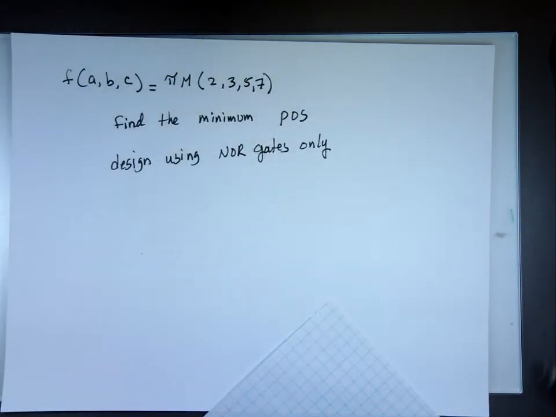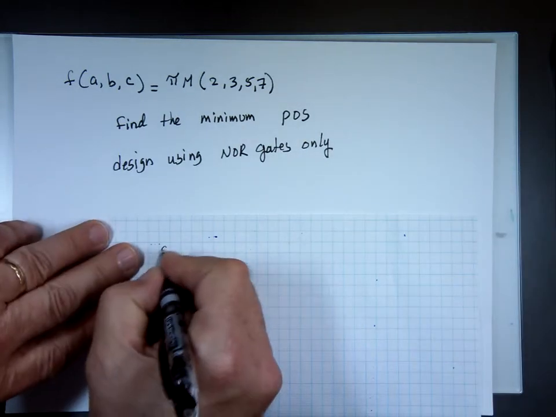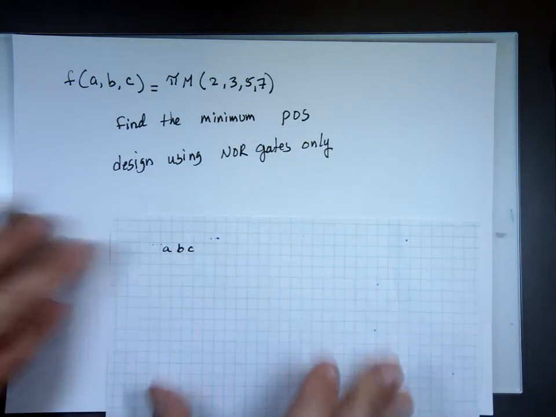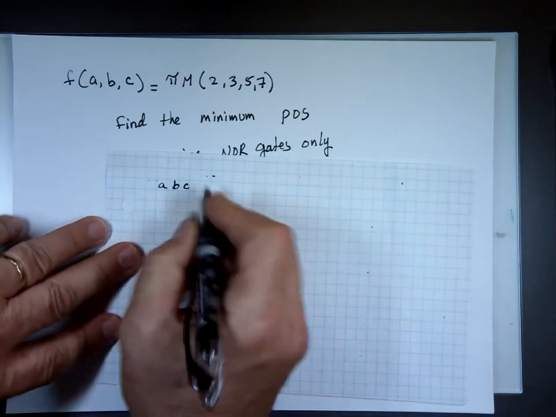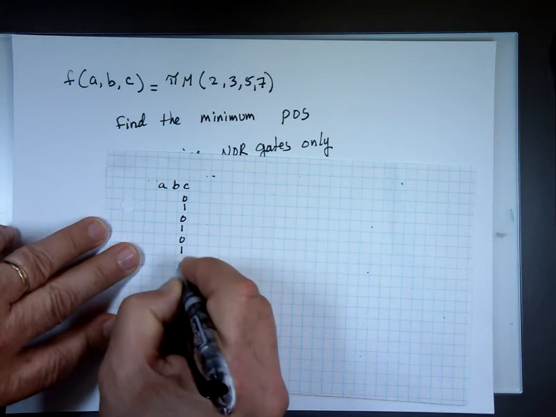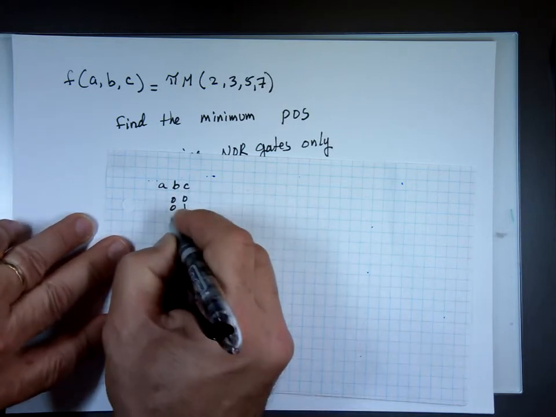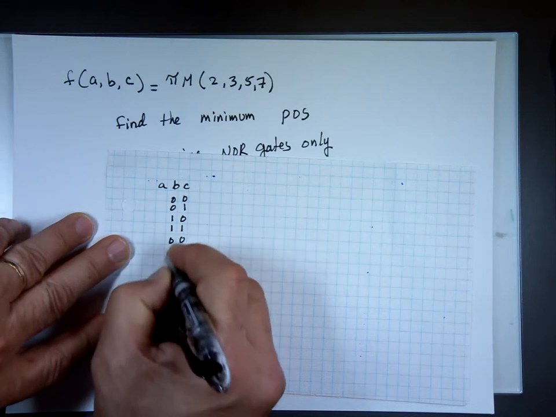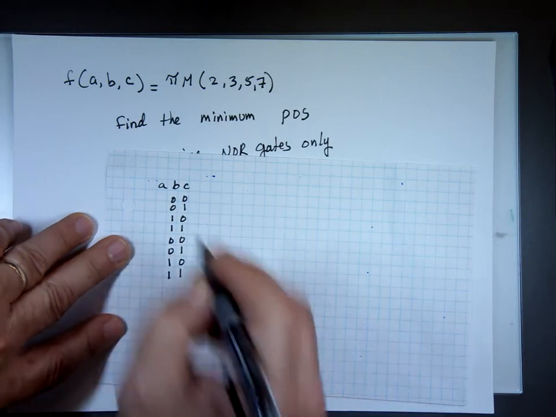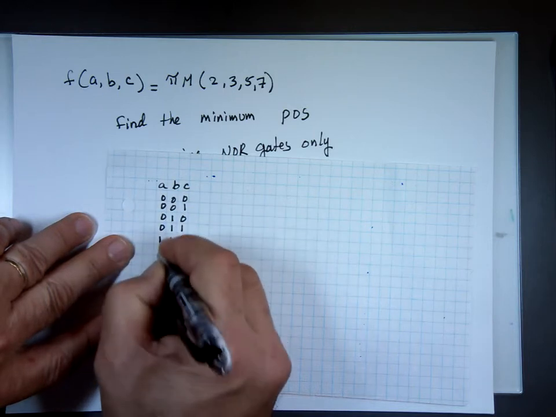Let's see what I have. A, B, and C. There's 8 combinations. Two zeros, 2 ones, 2 zeros, 2 ones. 4 zeros, 4 ones.